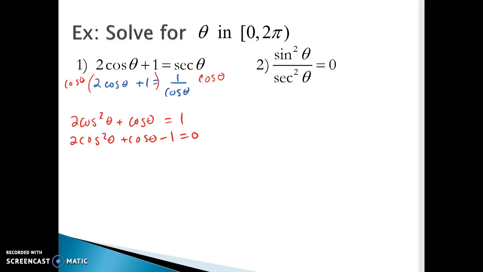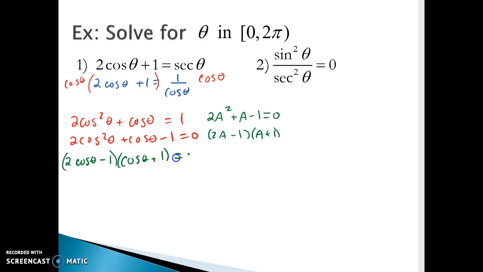This here is a quadratic. Like we talked about the other day, when we see these quadratics, just think about them as if the trig function was a different variable, such as a. In this case, if I wanted to factor, this would factor into 2a minus 1 times a plus 1. So we're going to factor our quadratic with cosine in the same way. We will have 2 cosine theta minus 1 times cosine theta plus 1 equaling 0.